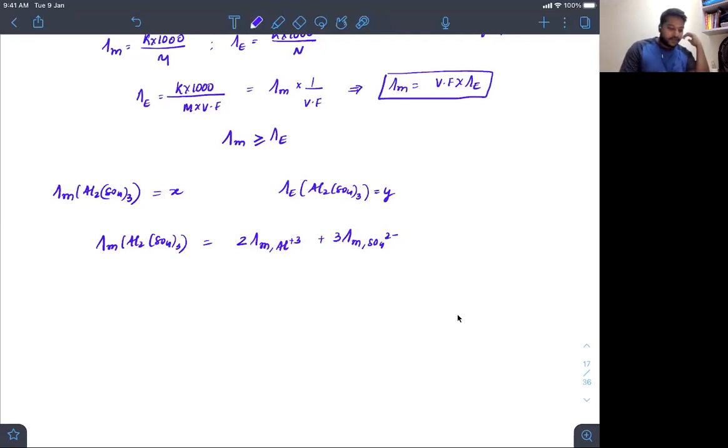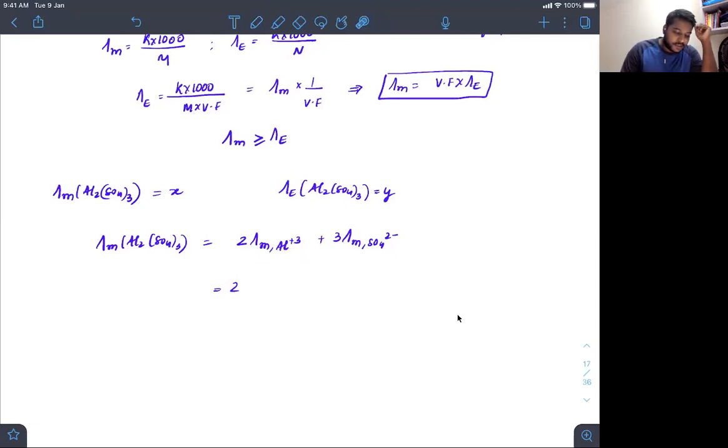And why did I multiply by 2? If I take one electrolyte, how many electrolytes will be seen in the solution? 2 moles of 1 mole of electrolyte. If I take it, I take 2 moles of Al+3 ions and 3 moles of SO4 2- ions. Correct? Yes. Now, if we write 2 into lambda M, this is the molar conductance in terms of equivalent conductance.